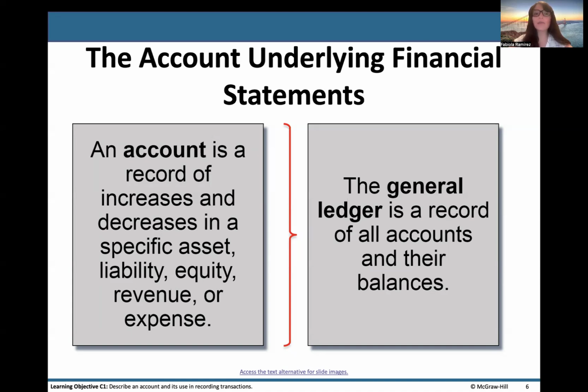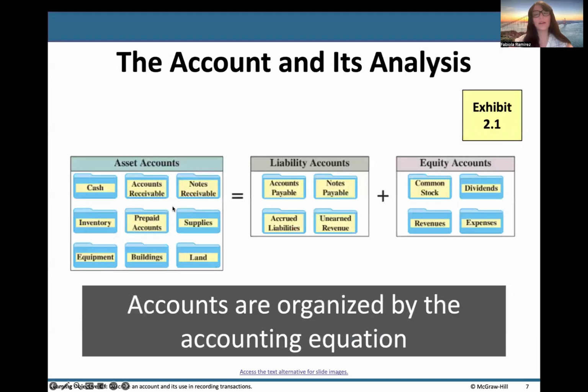So an account is a record of increases and decreases in a specific asset, liability, equity, revenue, or expense. The general ledger is a record of all accounts and their balances. Better noted with an example.